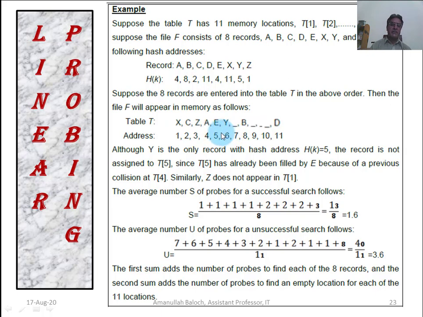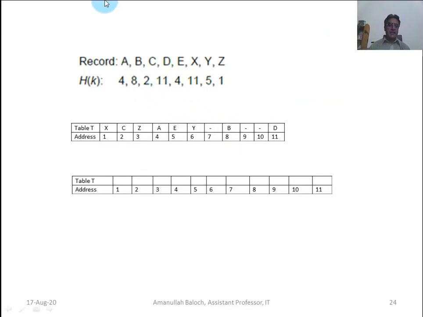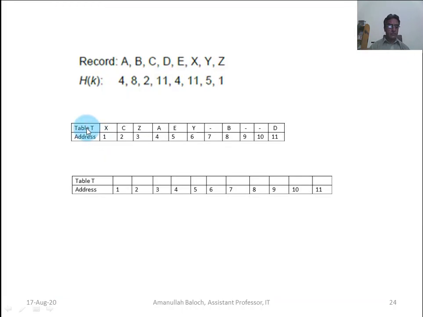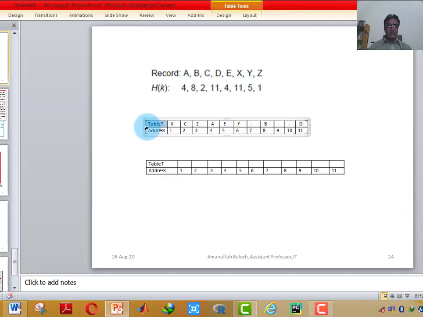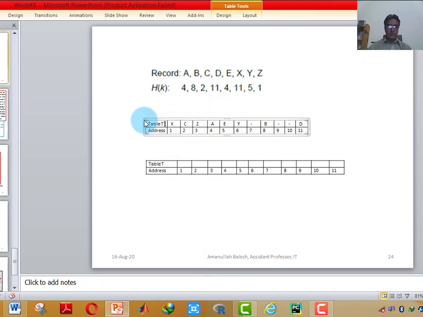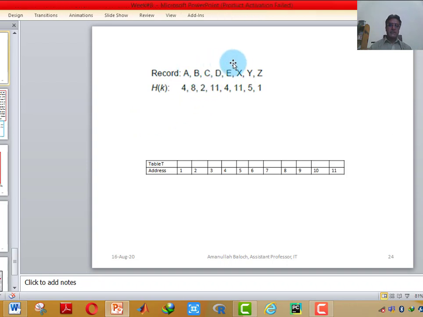This has been resolved here, but we will see how it has been resolved. Let's suppose we do not have this table. This is the record and these are the hash addresses. How will we manage in these 11 memory locations? Table T contains these memory locations as the hash addresses, and we have to store the records.